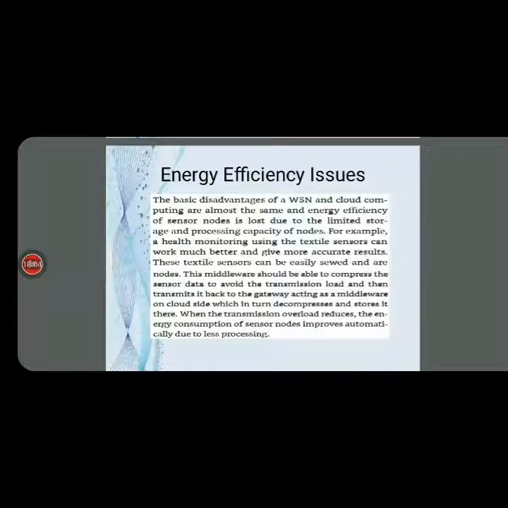For example, in a health monitoring system using text file sensors, it can work much better, giving more accurate results. The text file sensor can be easily swayed, and in our nodes the middleware should be able to compress the sensor data and avoid transmission load. That is, in energy efficiency we face many issues. The energy sensors used in health care, wireless sensors, and the values stored in the cloud can easily be copied. Because we use text files a lot, sometimes it takes issues.